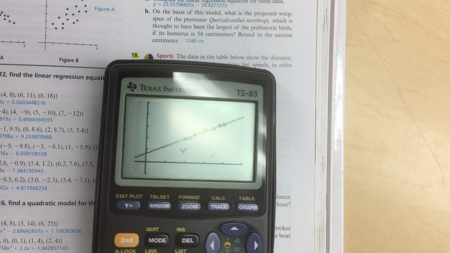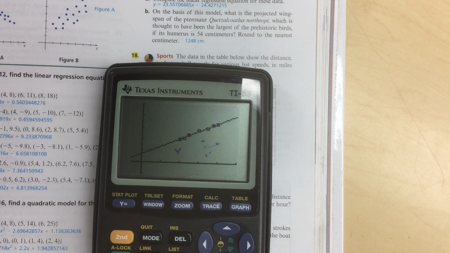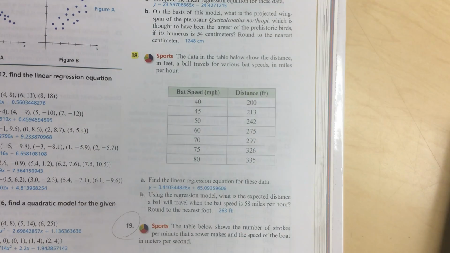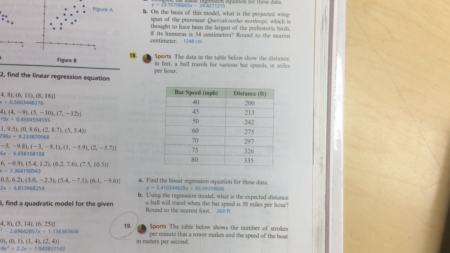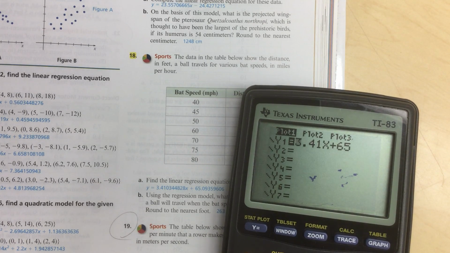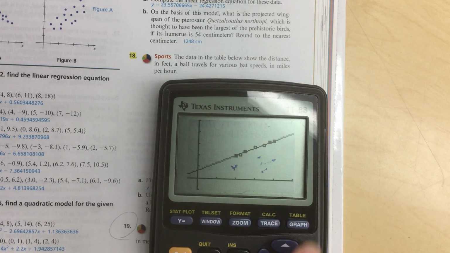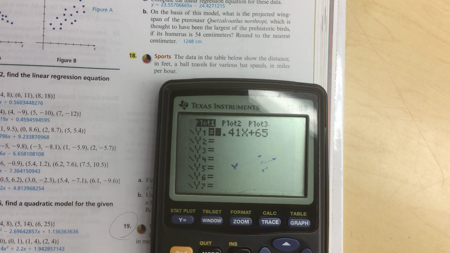Hashtag math is easy. So what it'll look like on a quiz or test, I will say, find the line of best fit for the following points. And then you will just write y equals 3.41x plus 65. Now you should graph all that to make sure you're doing it right, but that's going to be the answer. Y equals 3.41x plus 65.